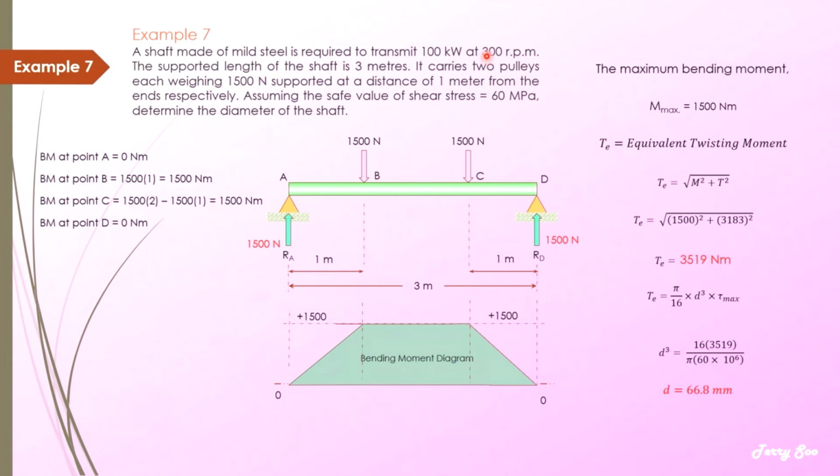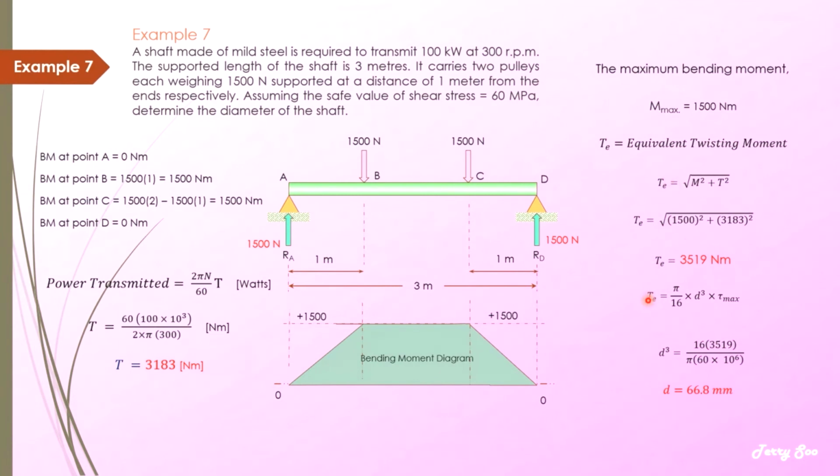So you use power is equal to 2 pi n T over 60. From this we can find out the torque: T equals 60 times power over 2 pi n. So it should be in Newton meter, which is 3183. This should be 3183, so place it here. For completing this, you have 3519 Newton meter of torque.